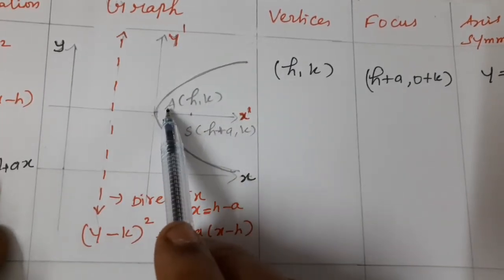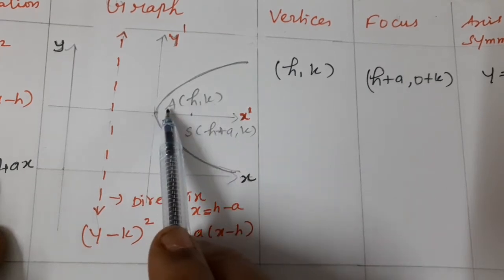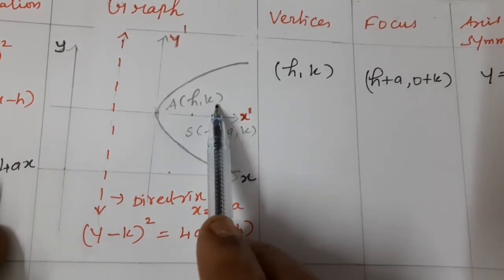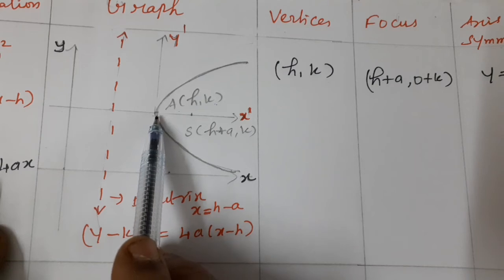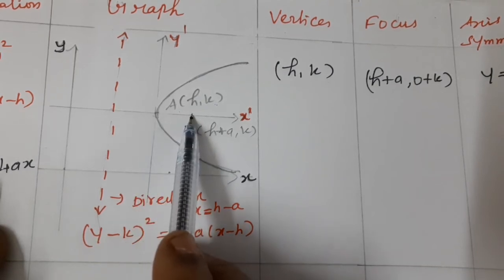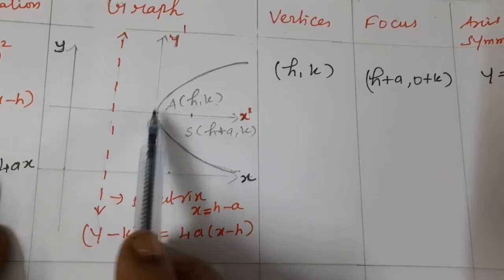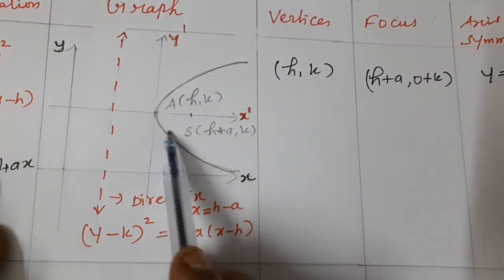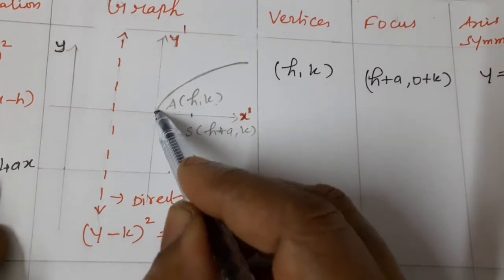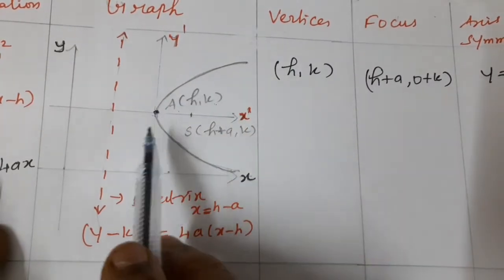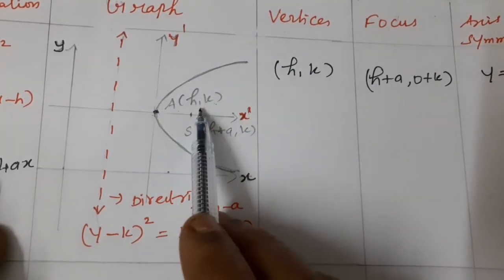Sorry, the vertex. A is the vertex, (h, k), not the focus. The focus is some distance away from the vertex. Vertex means the parabola passes through the vertex, that is (h, k).